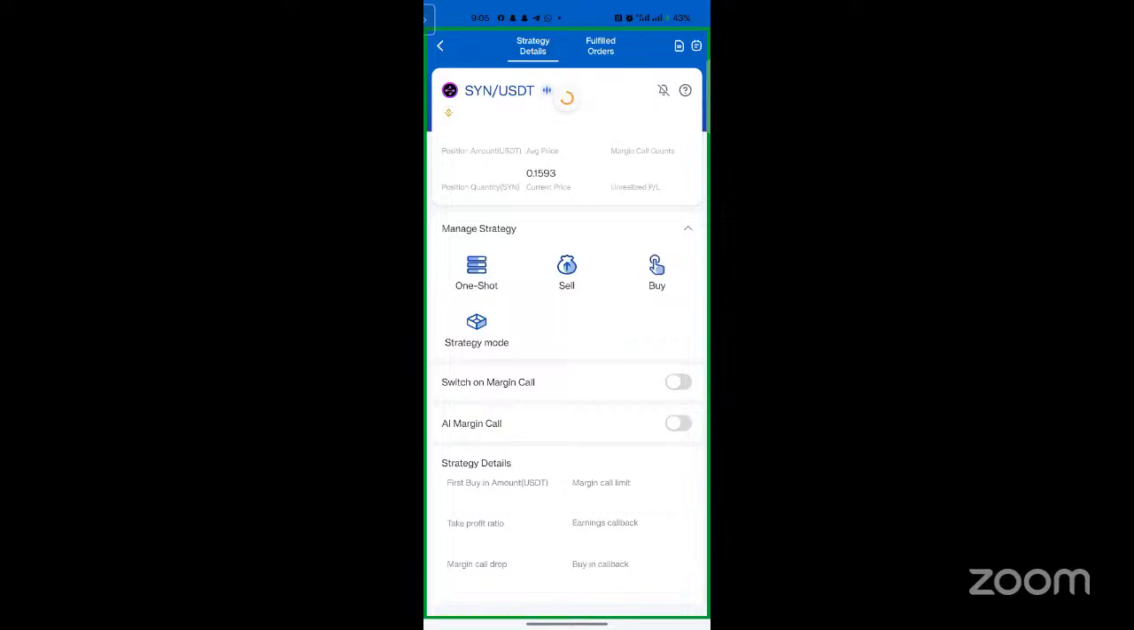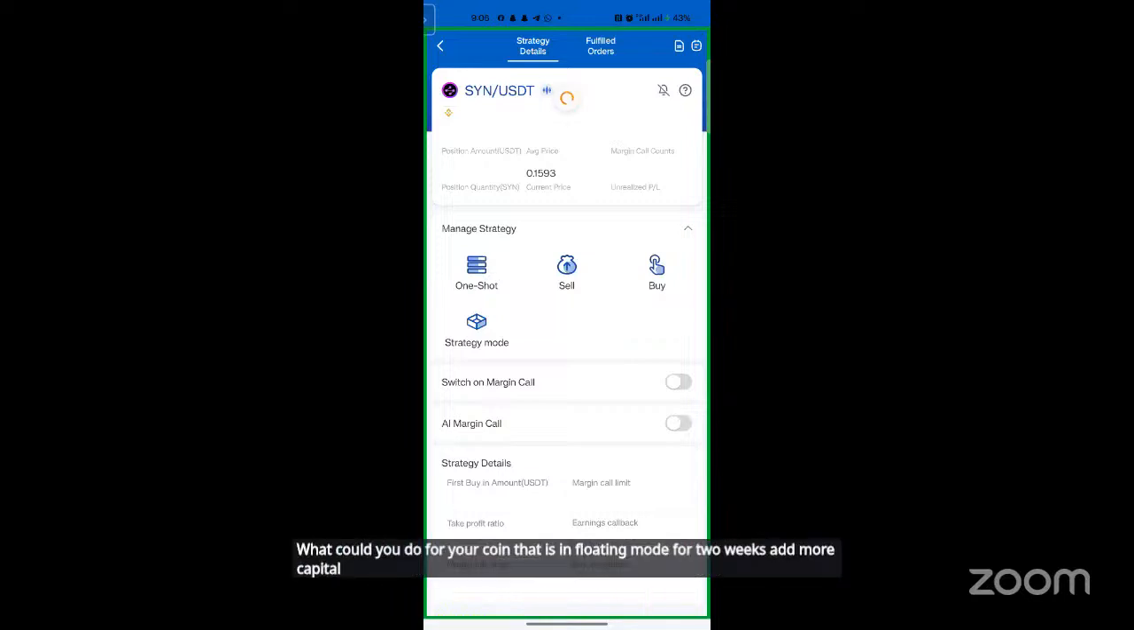What could you do for a coin that is in floating mode for 2 weeks? Add more capital. Add more capital.